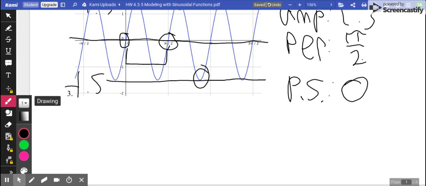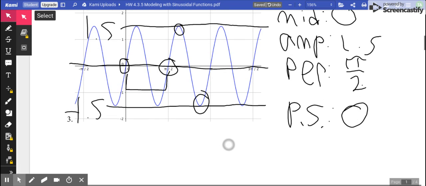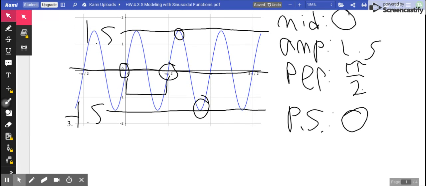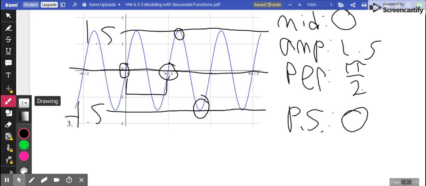We know that since the midline is 0, it does not raise at all. So we can just start out with sine, put the sine there, and the amplitude is 1.5, and so that's going to be multiplied to the front of the sine. I know the 5 and sine look similar, just ignore that. All right, and so we put in the period here.